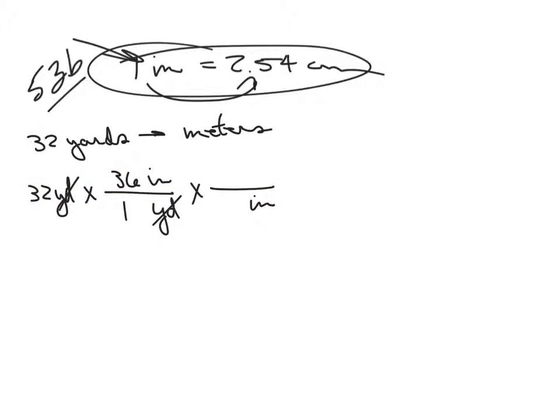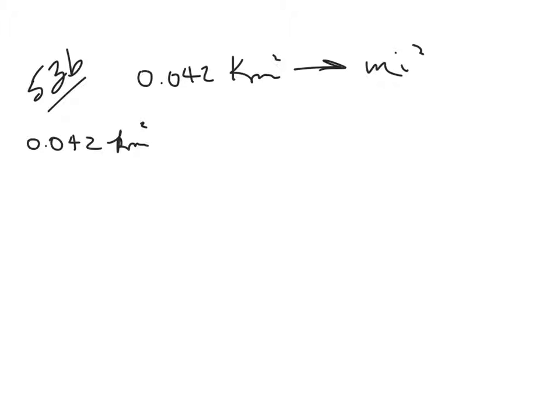So let's get rid of all of this. And let's go from 0.042 kilometers squared to miles squared. So again, we write our beginning conversion times line, and because of the squared here we have to do it twice. Do we know anything about kilometers and miles? No. Do we know anything about kilometers and centimeters? No. But we do know kilometers and meters.